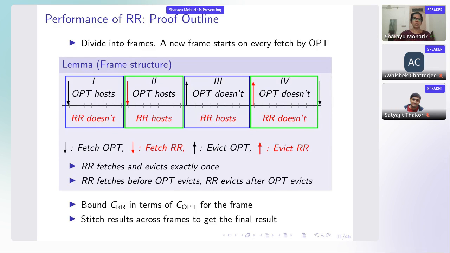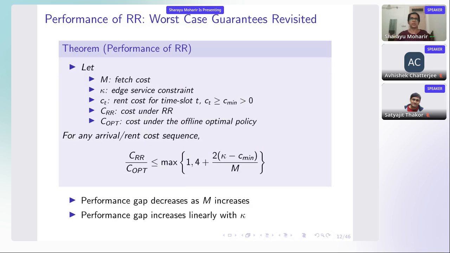I hope this gave you some insight into how we proved the performance of RR. Now I'll go back to the theorem just to summarize our insights. So we have that the performance guarantee improves as the fetch cost M increases. Now that we've seen the proof outline, intuitively this result can be explained as follows. As M increases, each service fetch becomes more and more expensive, and therefore opt will likely not fetch very often. It will either fetch and stay put or not fetch at all. That is, it will sort of tend towards a static hosting pattern. And since RR mimics opt with a delay, the fraction of time in which the hosting status under RR is different from the hosting status under opt will decrease as M increases. And this reduces the gap in the performance between the two policies.